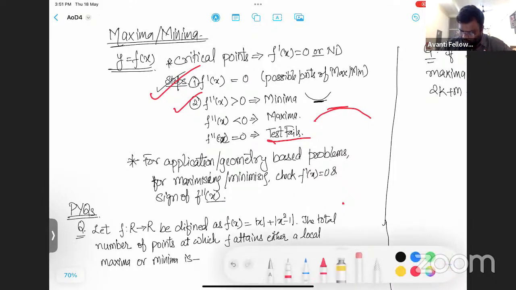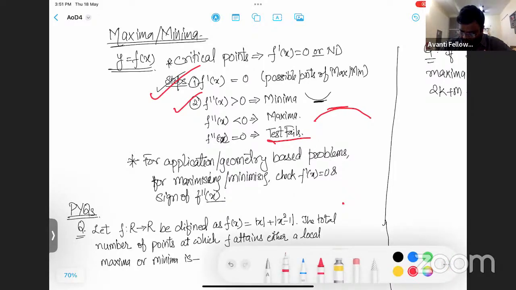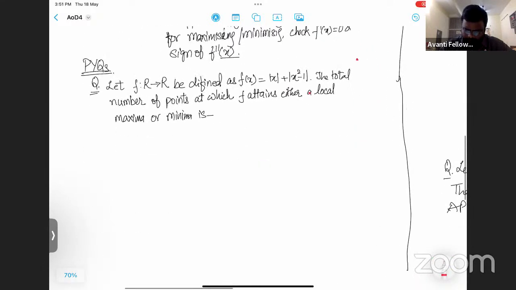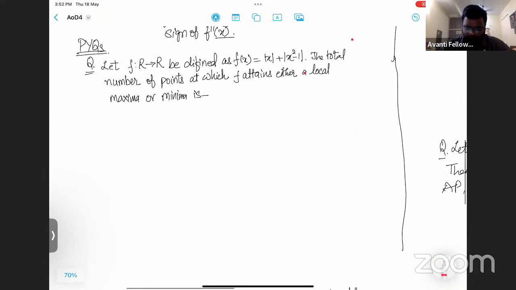So the first question that we'll look into is this one. Again, it's a previous year question. Let f be defined from R to R as f of x equal to mod of x plus mod of x square minus 1. The total number of points at which f attains either a local maxima or minima is.